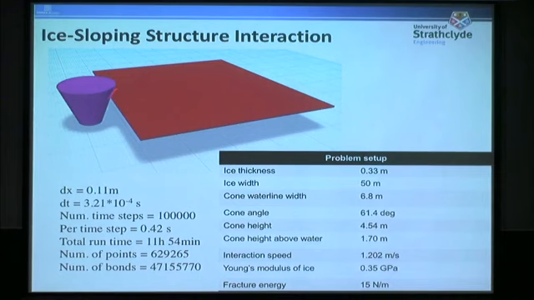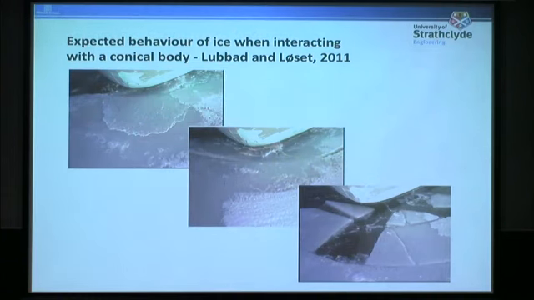Hitting a pretty thin ice, we just want to see how the fracture is generated. And these are some experimental results that people observe. So once the conical structure hits, basically what they observe is they first see the radial cracks occurring, and then after that they observe this circumferential crack after some time.